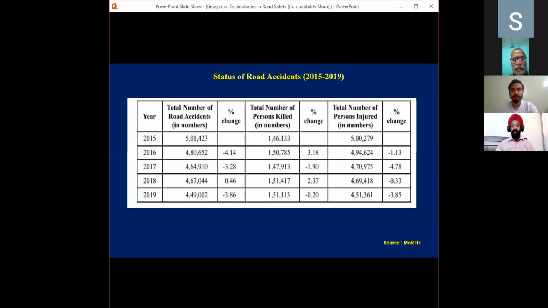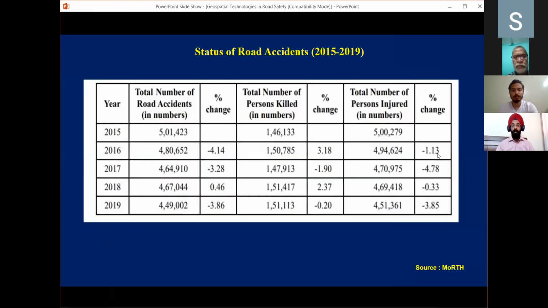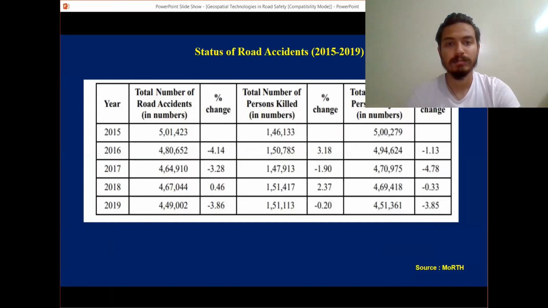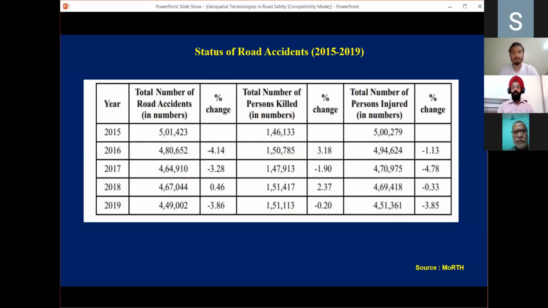Even the total number of persons injured is 4,51,000. So you can see how much the total number of persons varies. If we talk about percentage change from 2015, taking 2015 as the base year, then yes, it is reducing, minus 3.85. And this is reducing because of various government initiatives. Apart from government initiatives, there are a number of NGOs, just like this IRSC, doing a number of things. It is a very important part for the government also, when a number of NGOs and companies participate in reducing and mitigating these road accidents.